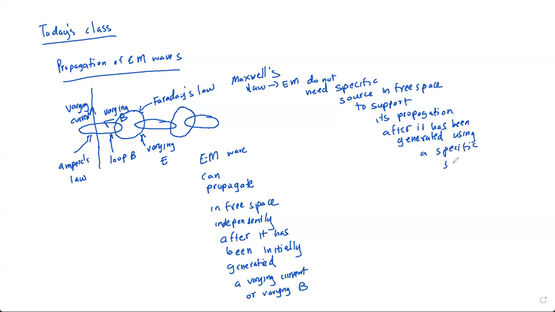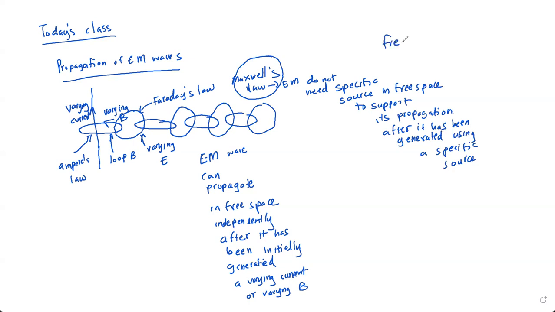right? So once it has already been generated at one point, the rest of the generation of the electromagnetic waves can be managed by the varying electric fields and the varying magnetic fields that have been created as a result of the initial source of varying current or varying magnetic field, right? So that is basically Maxwell's contribution to the idea of electromagnetic waves propagating in free space, right?